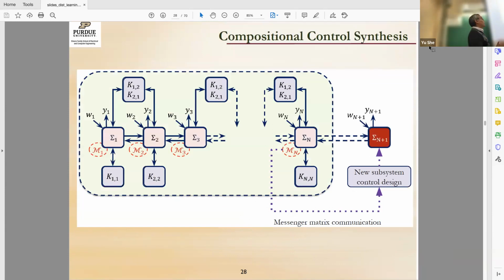Suppose all the n subsystems were living happily, the system was stable, everything was done. Then n plus 1 comes in, and it starts talking to n. All it needs to assume is this matrix Mn, which I call an essential matrix, and design locally. The other systems are not affected because they were already dissipating sufficient energy to make themselves stable.